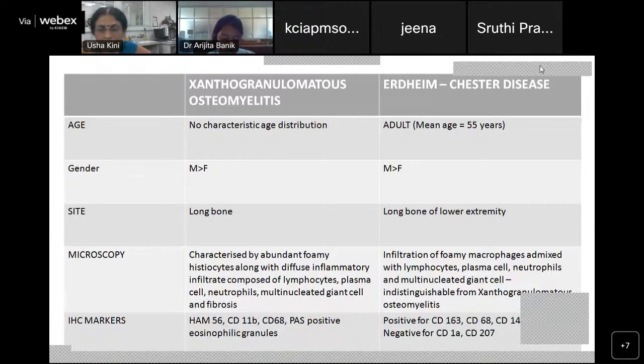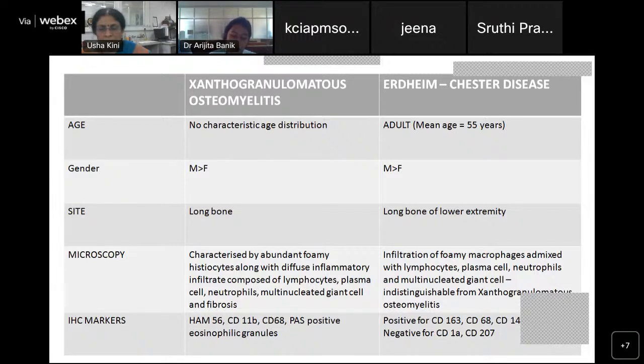For xanthogranulomatous osteomyelitis, there is no characteristic age distribution, whereas Erdheim-Chester disease mainly occurs in adults with mean age of 55 years. In both cases, there is male preponderance. Xanthogranulomatous osteomyelitis mainly affects long bones, and for Erdheim-Chester disease, the most common site is long bones of the lower extremity. Microscopic feature of Erdheim-Chester disease is infiltration of foamy macrophages admixed with lymphocytes, plasma cells, neutrophils, and multinucleated giant cells, which is indistinguishable from xanthogranulomatous osteomyelitis.